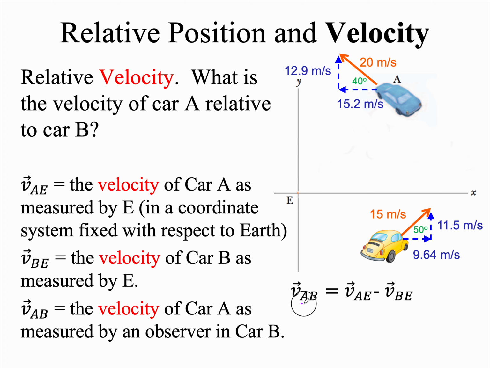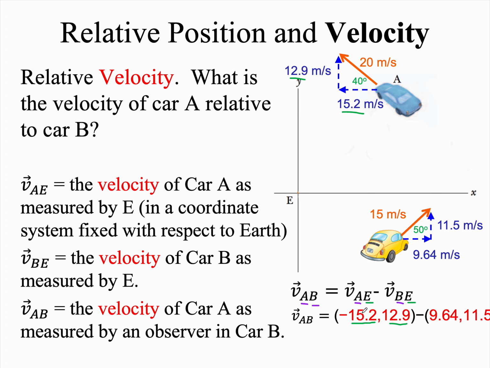To get the velocity of car A as measured or observed by car B, we're going to take the velocity of A relative to the Earth minus the velocity of B relative to the Earth. And by doing that, the Earth kind of gets subtracted out. You're like, do I have to memorize this pattern? Kind of. So in this case, velocity of A relative to the Earth, for this car, its horizontal velocity is negative 15.2, 15.2 point to the left. Its vertical velocity is this.